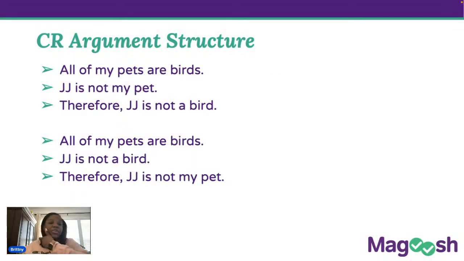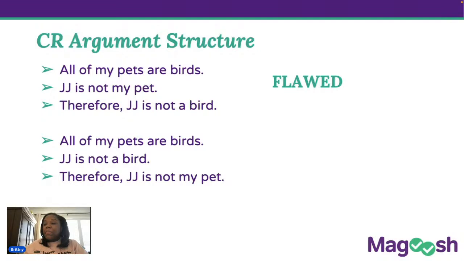All of my pets are birds. JJ is not my pet. Therefore, JJ is not a bird. Again, this assumes I own every bird in America, in the world, in the universe, right? Not possible. So again, this is a flawed conclusion.